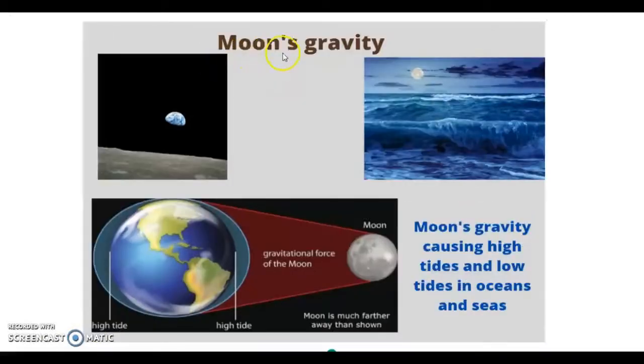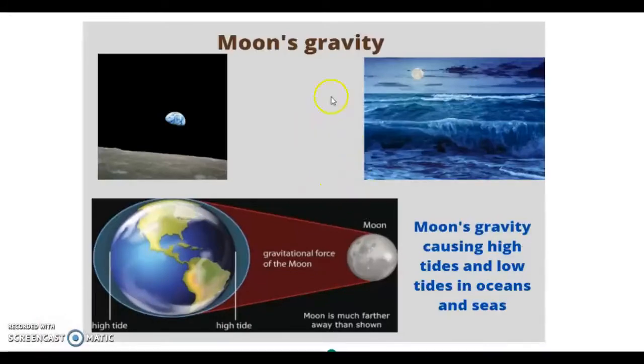What does the moon's gravity do on the earth's surface? Yes, the moon can pull the waters on the earth. So it has some gravitational force. It can move the waters on the surface. So due to the moon's gravity, high tides and low tides happen in the oceans and seas. What are high tides and low tides? They are the rise and fall of the sea levels. You can see here, these are the high tides and these are the places of low tides.